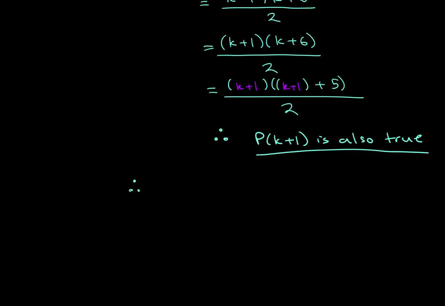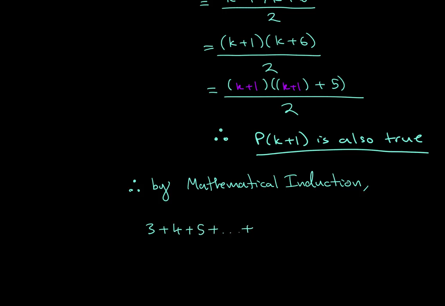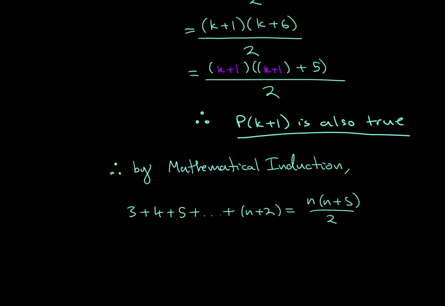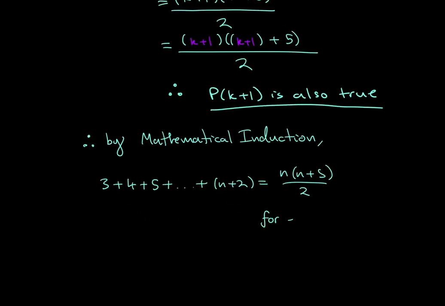Therefore, by mathematical induction, this part's really important. 3 plus 4 plus 5 plus ... plus n plus 2 is equal to n times n plus 5, all divided by 2, for each natural number n. Okay, and that finishes your proof.